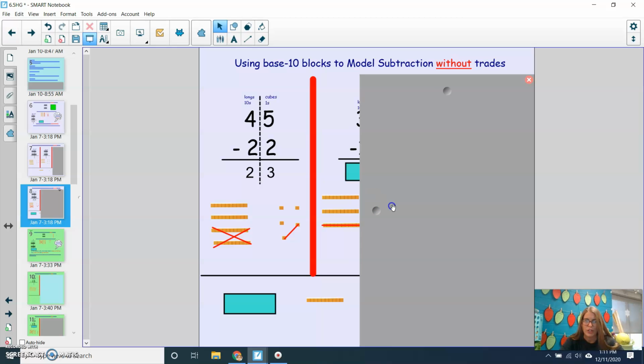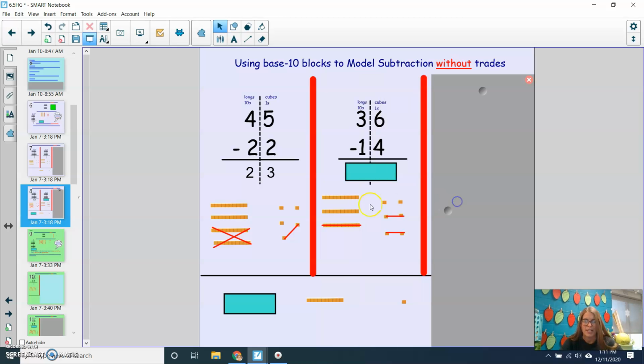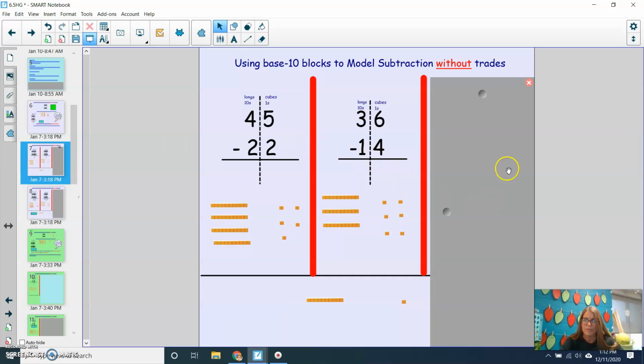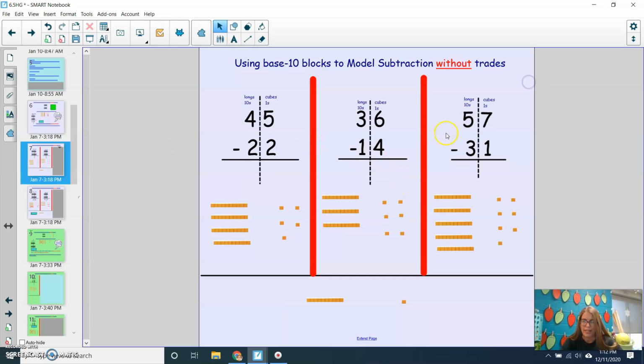So I showed you 36 blocks, and now I'm crossing off a 10 and crossing off 4 ones. And now you can see that I have 2 longs left, which is 20, and I have 2 ones, so 22. I have one more problem like this. If I have 57 minus 31, you can see I have 5 longs and 7 cubes. Can you press pause to solve and play to check?